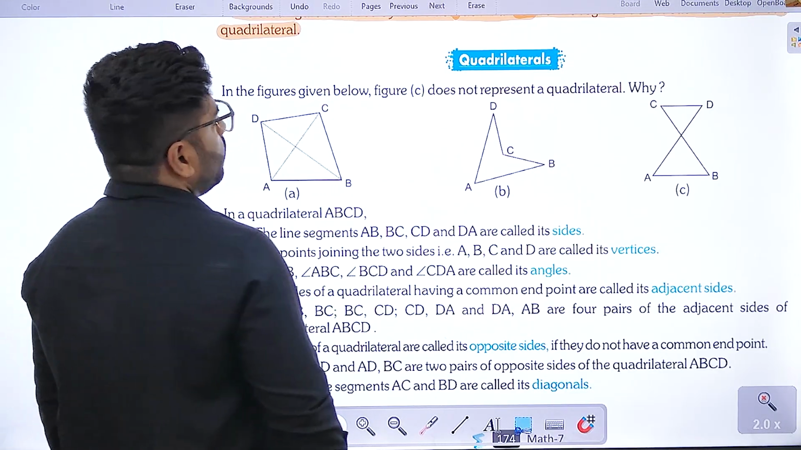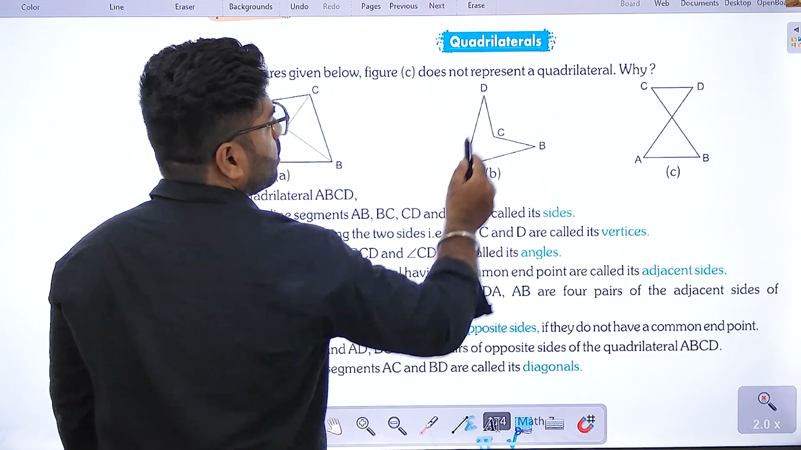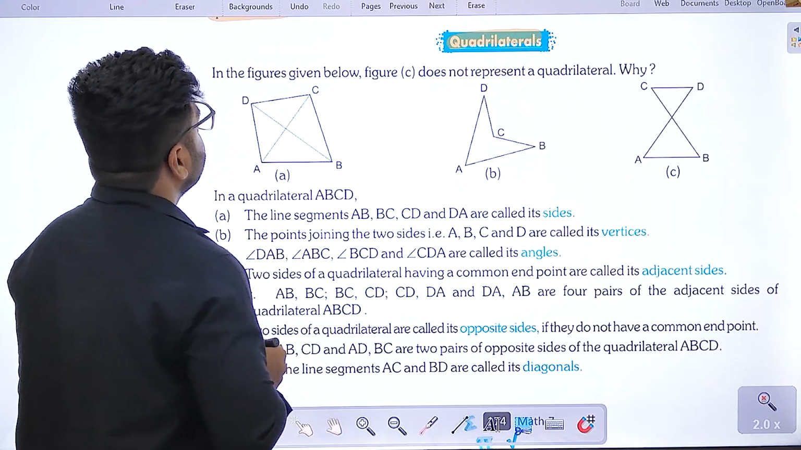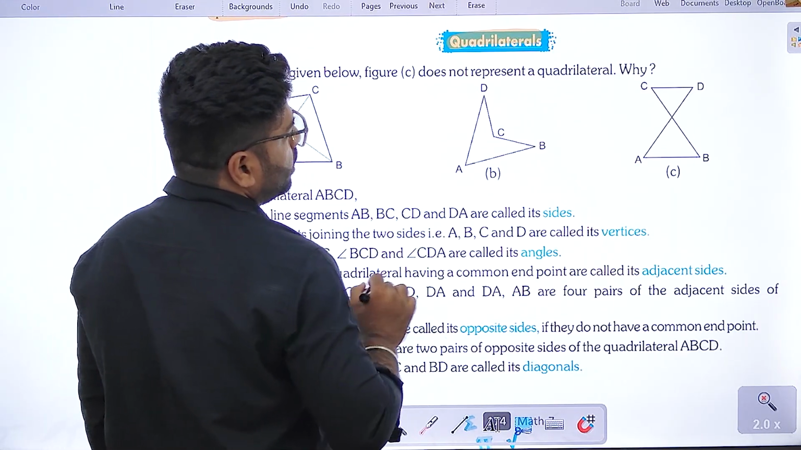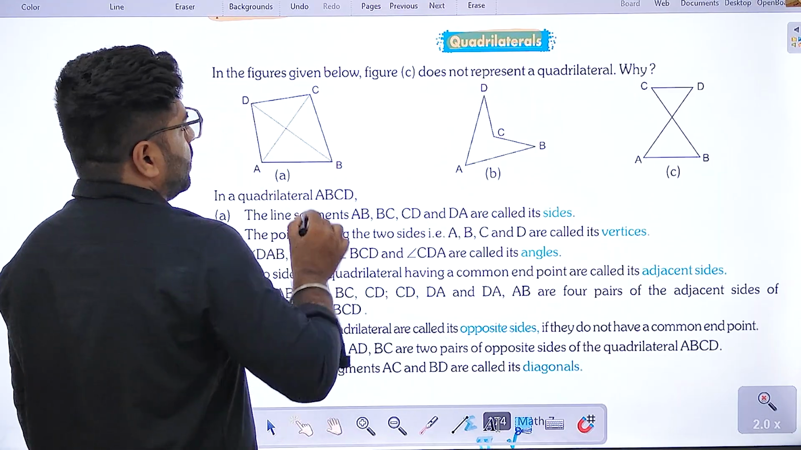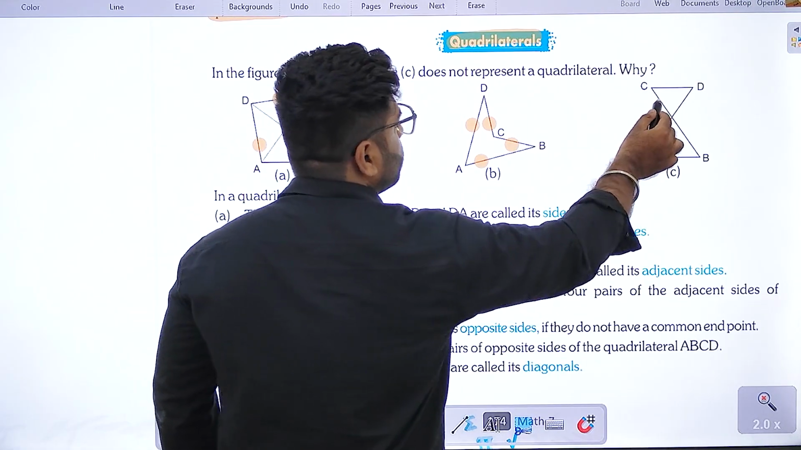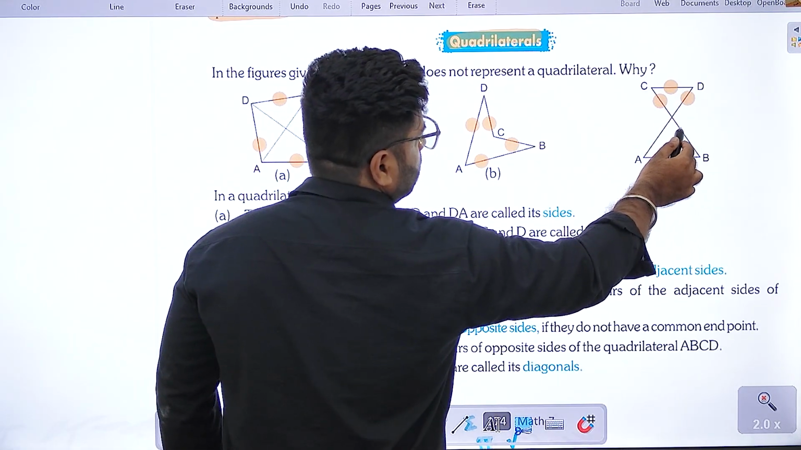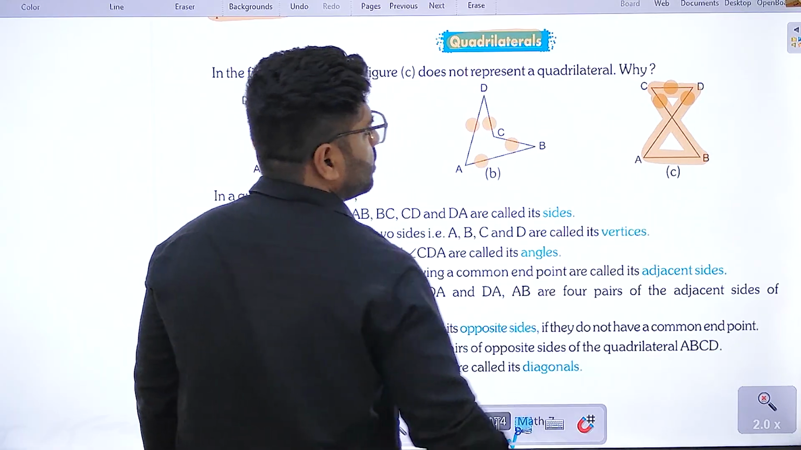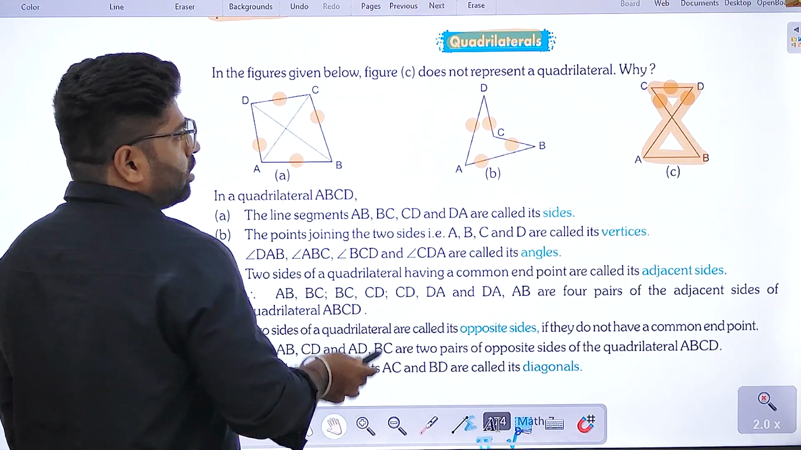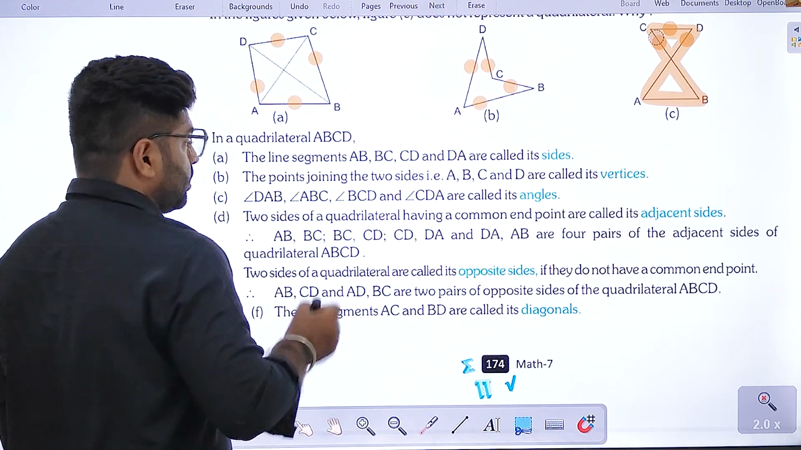In this figure given, quadrilaterals. Okay, here we are having quadrilaterals in the figures given below, and figure C does not represent a quadrilateral. By the first thing: 1, 2, 3, 4 sides, 1, 2, 3, 4 sides, 1, 2, 3, 4 sides. Why? Because it has more than the quadrilateral says.